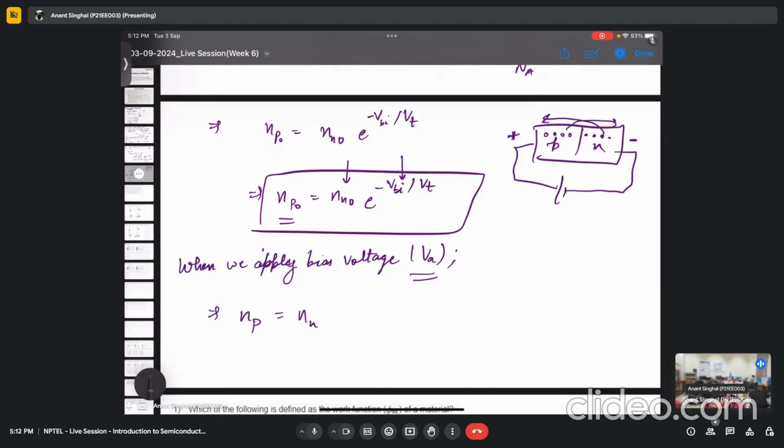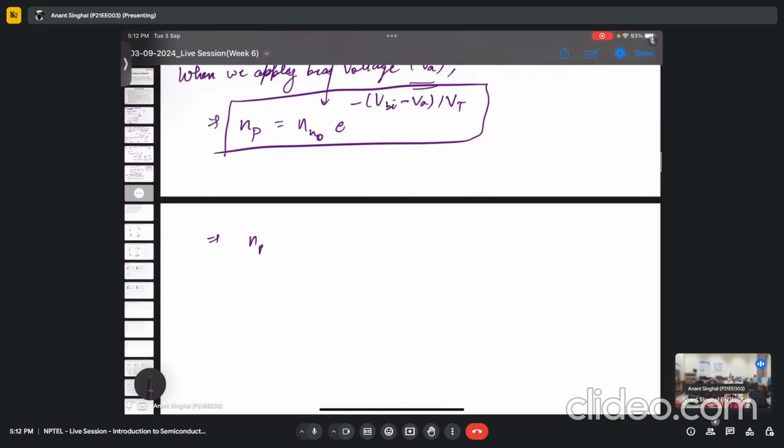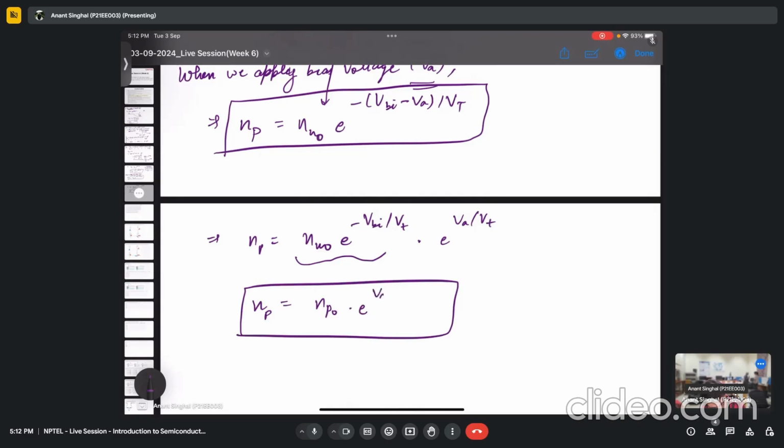At non-equilibrium, I'm writing the same relation now, but instead of only the barrier, we have an additional Va voltage, a positive bias, that we already know. I can write this as Np, broken into two terms: exponential of minus Vbi over Vt multiplied by exponential of Va over Vt. It was nothing but Np0 times exponential of Va over Vt. So this is how we get the profile.